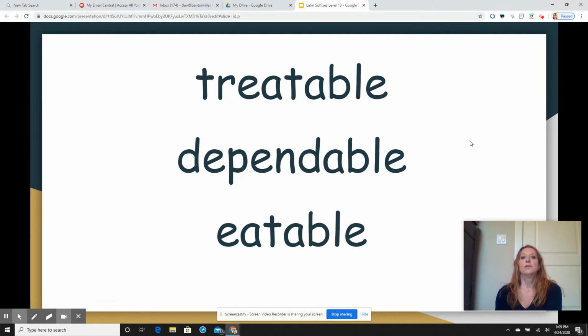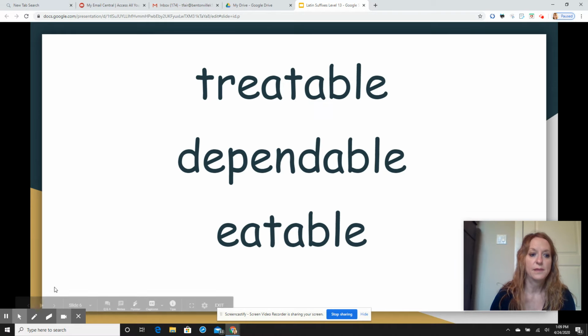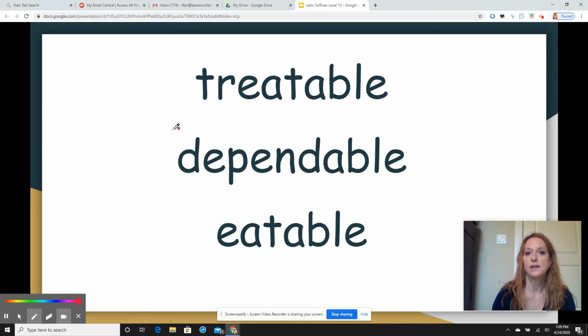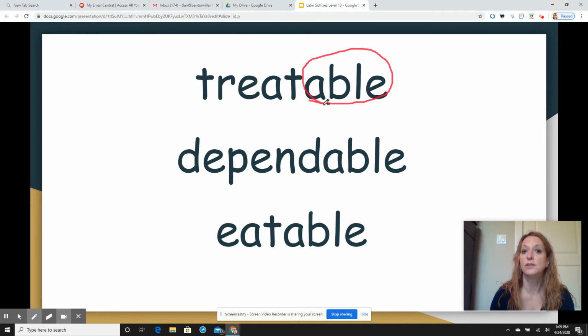Look at those words. What do they all end with? They also end with the suffix able. Let's identify those. I'm going to let you try to identify them first. What do you see? A-B-L-E. You can circle it with your finger if you want on the screen. And then you can underline with your finger. So what's that word? Treatable. Let's identify the suffix here. Again, it's able.